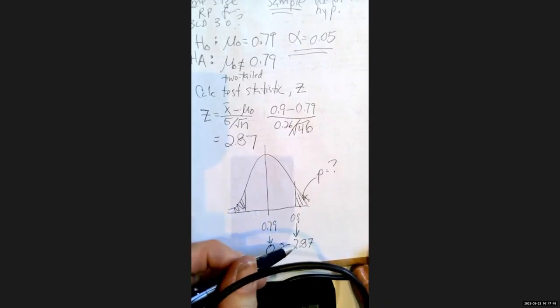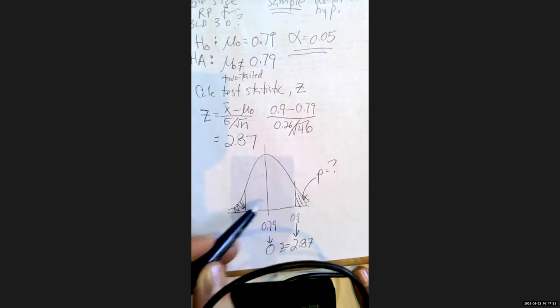Now what I want to do is go to the standard normal distribution, and I want to find the area to the right of this, but I also want to find the area to the left of negative 2.87. All right, so I'm going to find the probability that little z is less than negative 2.87. Go to the standard normal tables. I'm going to find that's 0.0021. So my p-value is going to be 2 times that, because I have a two-tailed test.